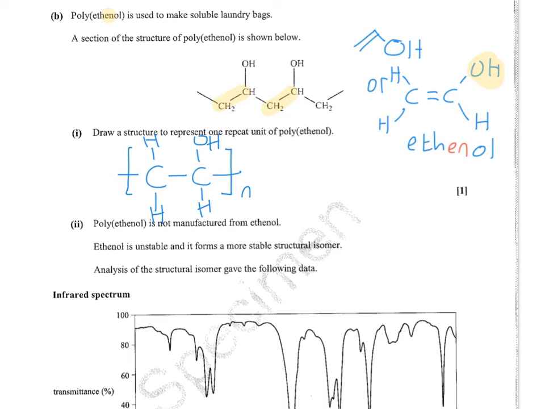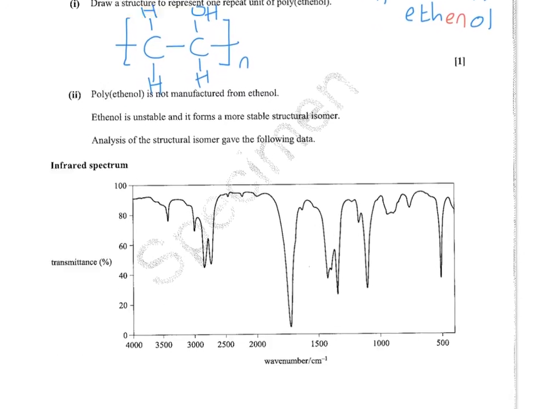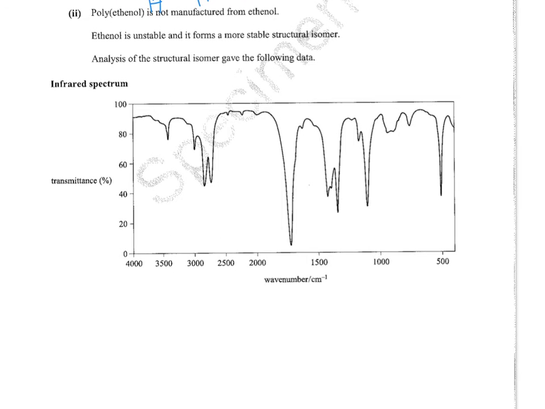So now what we can do is move down a bit, and it says analysis of the structural isomer gave the following data. So you've got the infrared spectrum. Obviously what you're going to do in a minute is grab your data sheet and use it, but it's very important that you quote the specific wave numbers that are given in your data sheet, because if you're quoting other wave numbers that are close but not quite the ones that are on your data sheet, you will not get any marks, so it's a waste of your time.